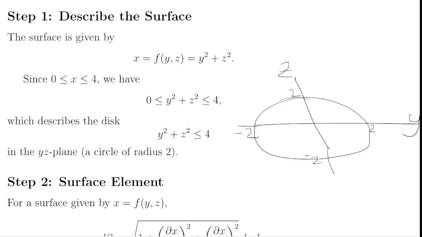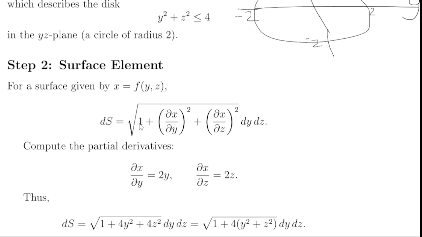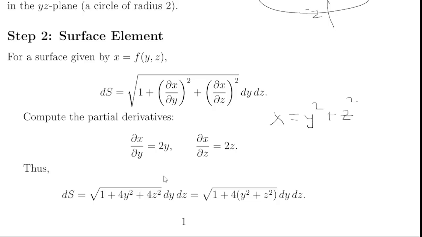Now for the surface element, that's our dS, which is the square root of 1 plus the partial of x with respect to y squared plus the partial of x with respect to z squared, dy dz. Now x is equal to y squared plus z squared. So the partial with respect to y is 2y, and the partial with respect to z is 2z. We square those and get the square root of 1 plus 4y squared plus 4z squared. Because they have a factor of 4, we can factor this out and have the square root of 1 plus 4 times the quantity y squared plus z squared, dy dz. The reason we're going to factor this out is because we want to use polar coordinates.